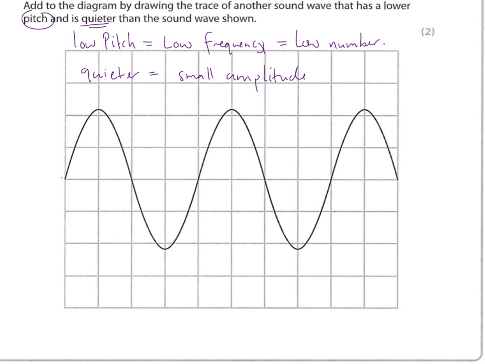Now, small amplitude is easy. I can have something like this, for example. For a low number of waves, I can have something like this. That's one, that's two. So the wave drawn in purple, from here to here, that's one wave, and then I have a quarter wave, so one and a quarter, so that is a low number. And then small amplitude. Look, this is the amplitude.